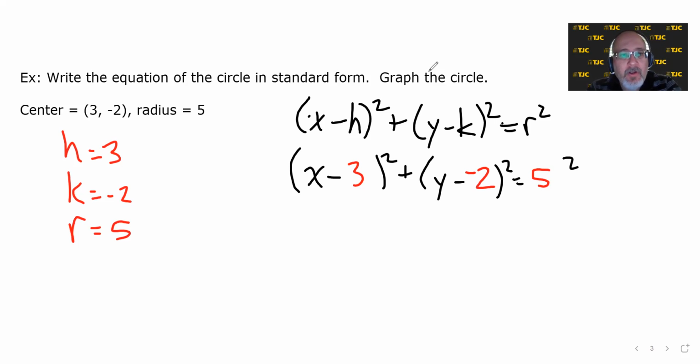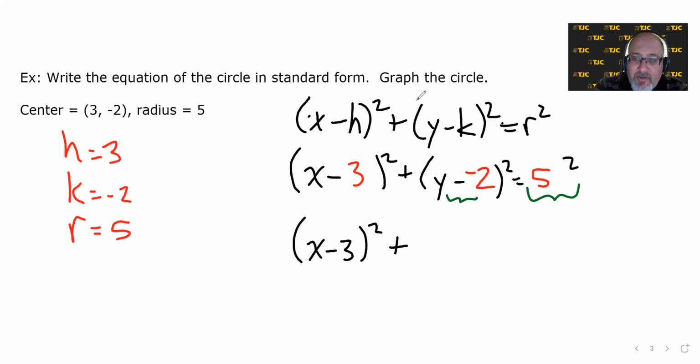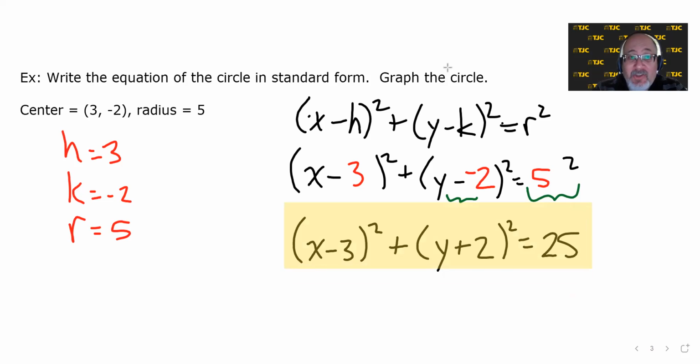Is this an acceptable equation? It is. Is there anything we can clean up? There is. Specifically, never leave a double negative in an answer, and I can square the 5. So a good final answer would be x minus 3 squared plus, inside the second parentheses is where we had the minus negative, so it will become a y plus 2. And then on the right side of the equal sign, it just says 5 squared, which is 25.